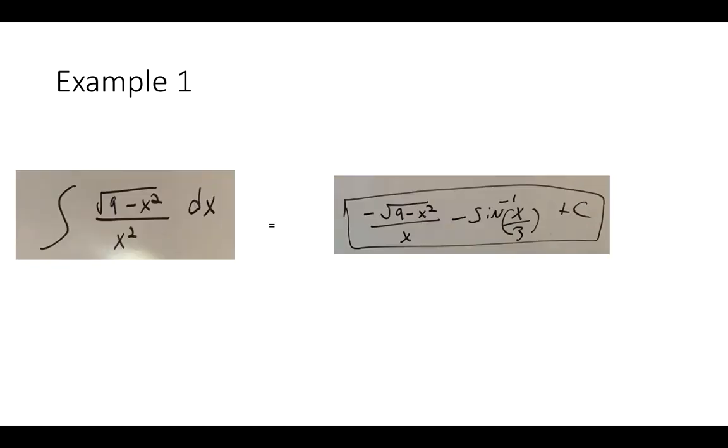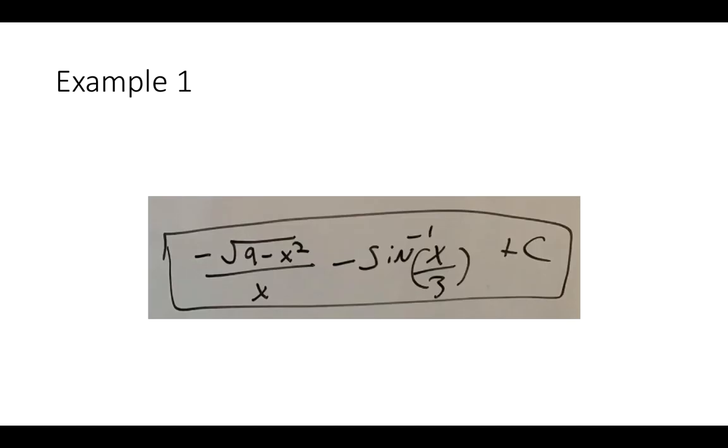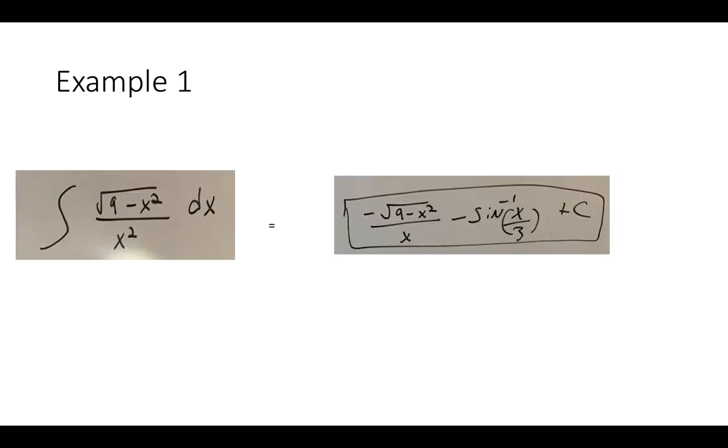So the indefinite integral of the square root of 9 minus x squared divided by x squared dx is equal to negative the square root of 9 minus x squared divided by x, minus the inverse sine of x over 3, plus c. And that's how you would solve an example of a sine substitution.